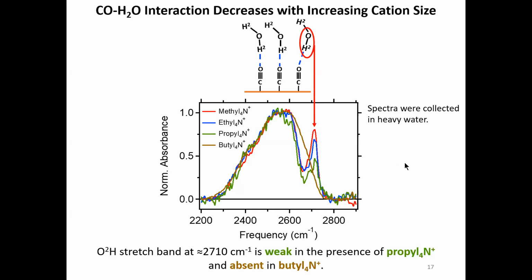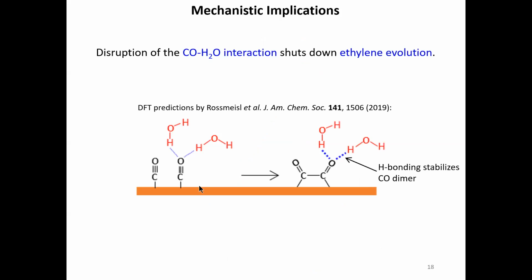Now, why would the structure of water impact the formation of ethylene? The mechanism of ethylene formation is still under debate. However, spectroscopic evidence and theoretical work have strongly suggested that the coupling of two surface adsorbed CO molecules forms the rate determining step in this reaction. And very recently, Jan Rossmeisel and co-workers carried out an ab initio molecular dynamics simulation of this coupling process on a copper 100 surface in the absence and in the presence of water molecules.